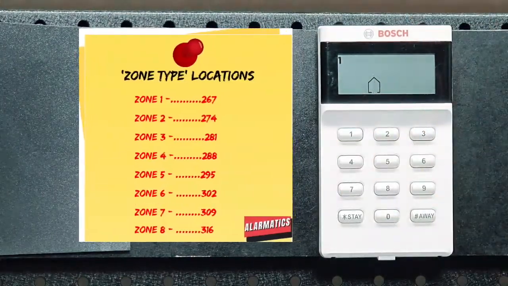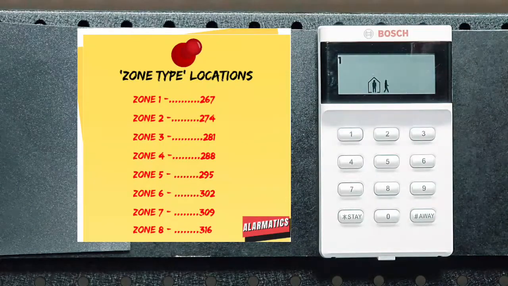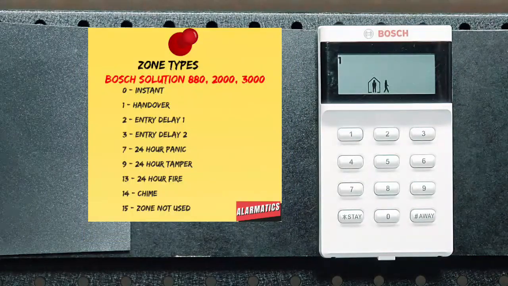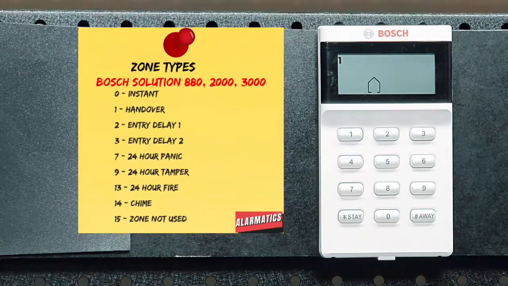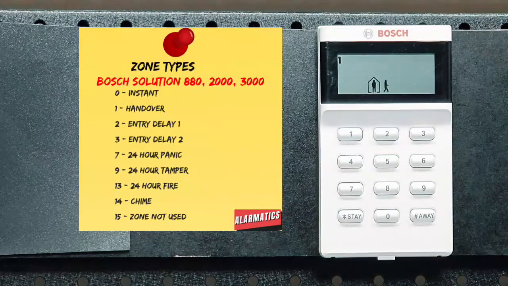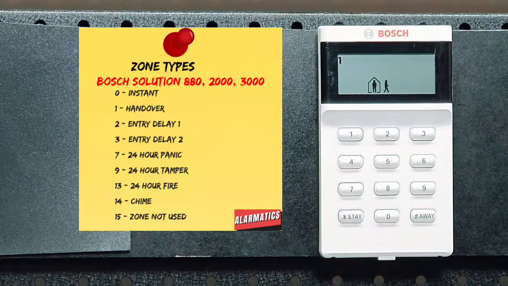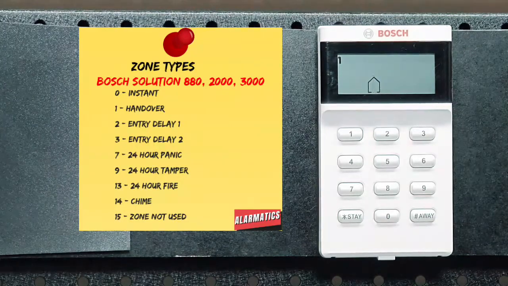And I want that to be a handover zone, and it's already set as a handover zone. A handover zone just means that you only get a delay on that zone if you've already triggered an entry delay zone. So in this situation, for this sample system, the front door read switch is the delay zone. When I open the door, I trigger the hallway PIR. So provided I've already triggered the front door switch, I'll get a delay on the hall sensor.